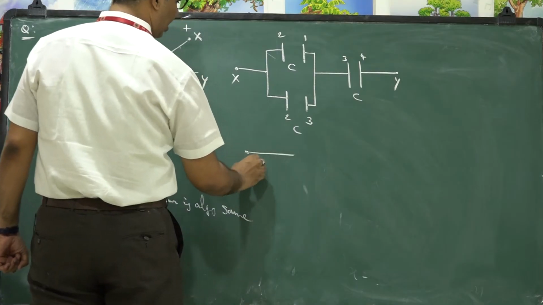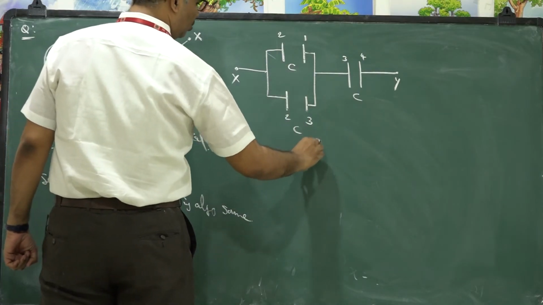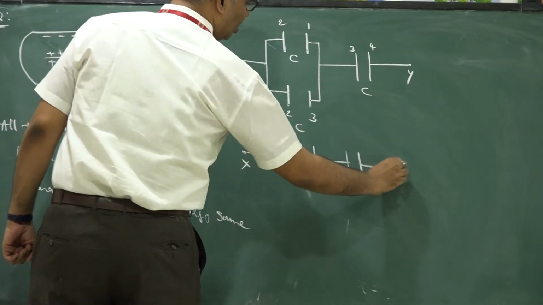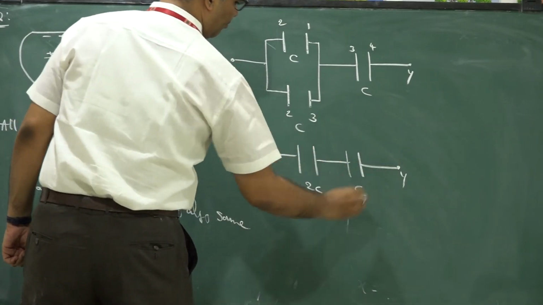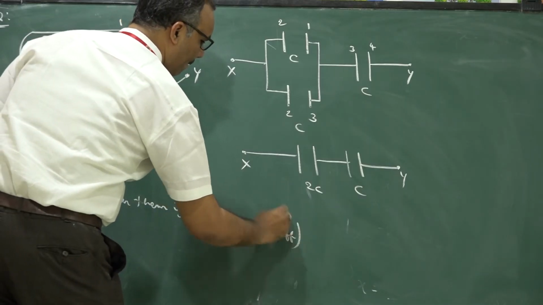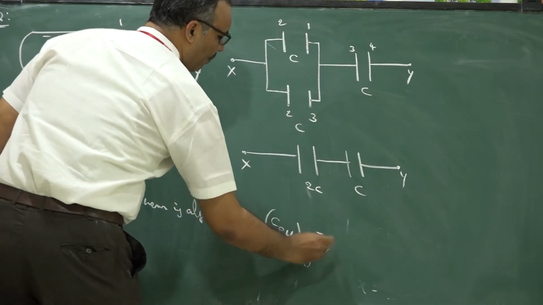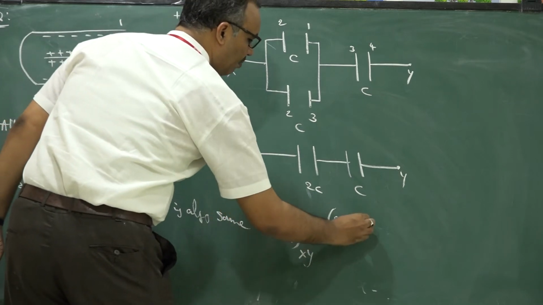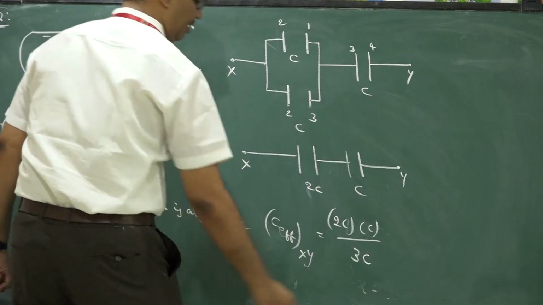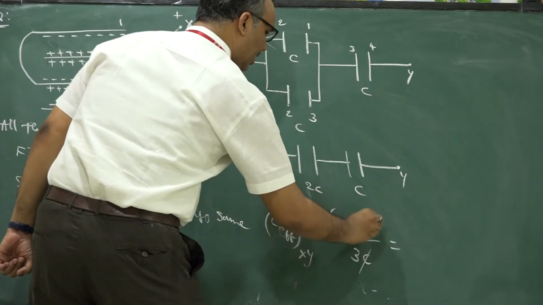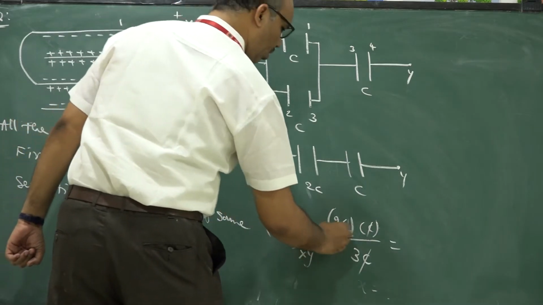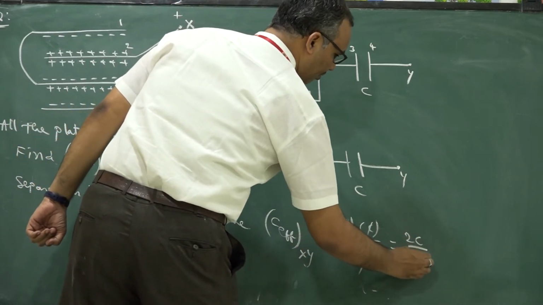That means X is like this. By replacing these two, you can write 2C here. 2C is in series to C. C effective between X and Y is given by 2C into C by 2C plus C. That is nothing but 3C. So C and C get cancelled. So you are left with 2C by 3.